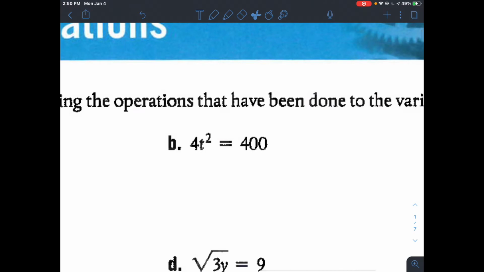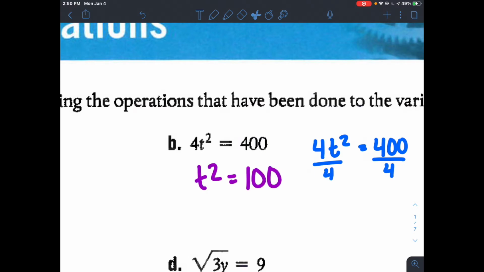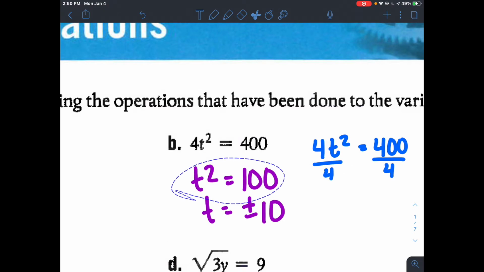Next one, same thing, except first we're going to have to divide by 4 to both sides. So t squared equals 100. Take the square root of both sides and you get t to equal, again, plus or minus 10.